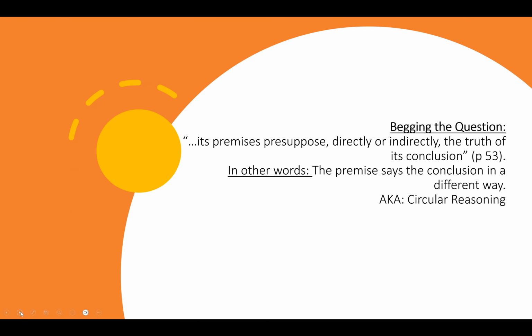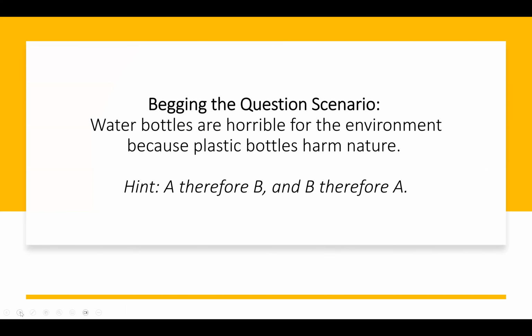First, begging the question. Begging the question is circular reasoning. The premise says the conclusion in a different way. It presupposes, directly or indirectly, the truth of the conclusion. Let me show you what I mean. Here's a scenario. Water bottles are horrible for the environment because plastic bottles harm nature. Hint, A, therefore B, and B, therefore A.